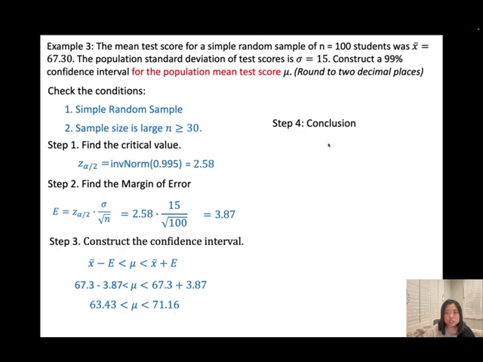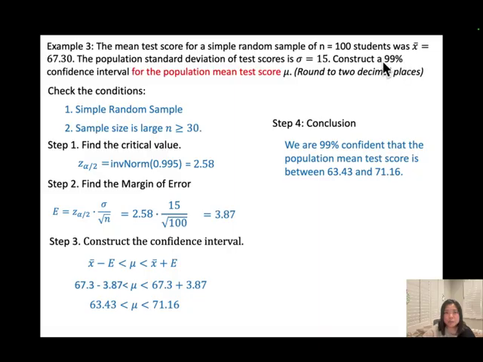Conclusion. You guys need to know how to draw your conclusion. We are working on the 99% confidence interval. We will say we are 99% confident that the population mean test score is between these two numbers. I need a complete sentence on your test. Okay?